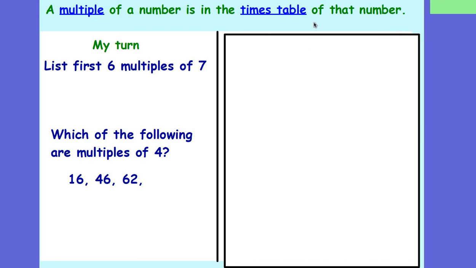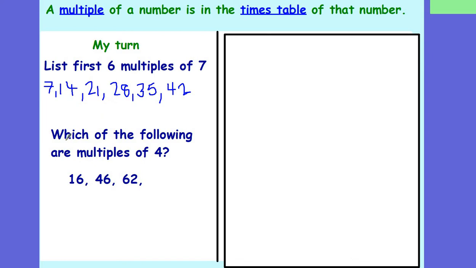So for example, 3, 6, 9, 12, 15 are all multiples of 3. You know how this is going to work. I'm going to do an example here, and then you're going to do an example on the other side. So I've got list the first 6 multiples of 7. The first 6 multiples of 7 are going to be 7, 14, 21, 28, 35, and 42.